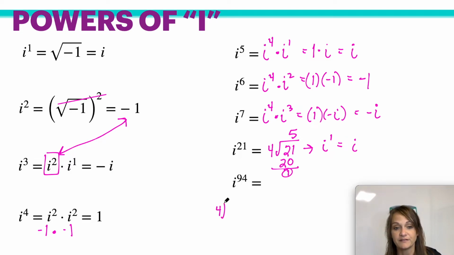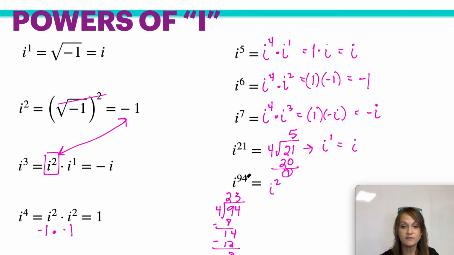94, same thing. 4 goes into 94 2 times, that's 8 with 14. 4 times 2 is 8. Subtract, 14. 4 goes into 14 3 times to get 12. You subtract, and you're left with 2. So the remainder is your exponent. So i to the 94th is the exact same thing as i squared, and we know that i squared is negative 1. And so i to the 94th is the answer, negative 1.